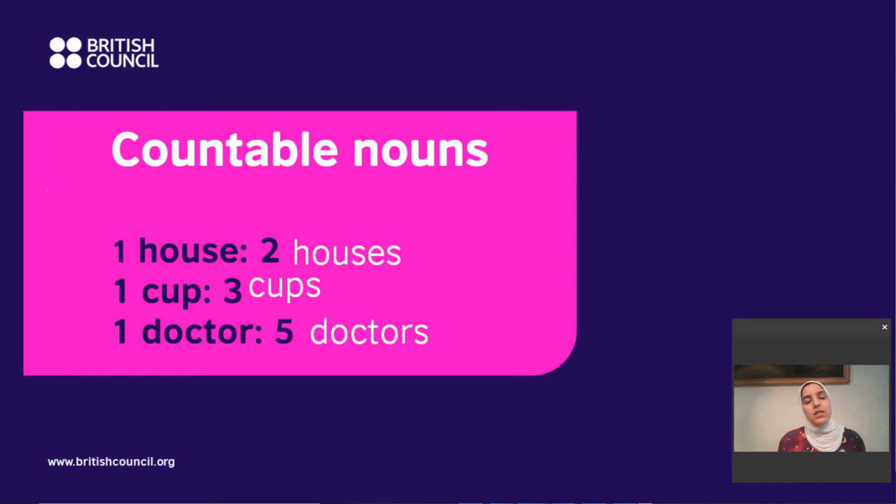They are nouns that I can count. I can say one house, two houses, three houses, and so on. I can say one cup, two cups, three cups, and so on. That's why they are called countable nouns. But we have other different nouns.